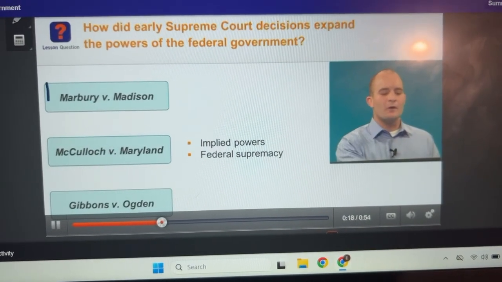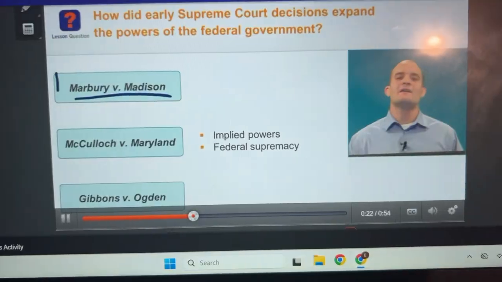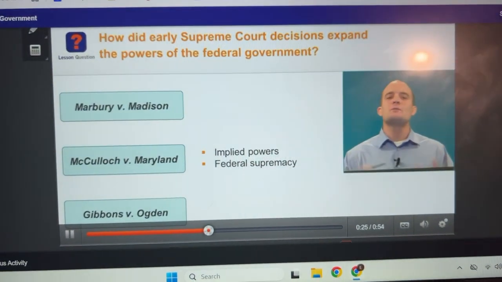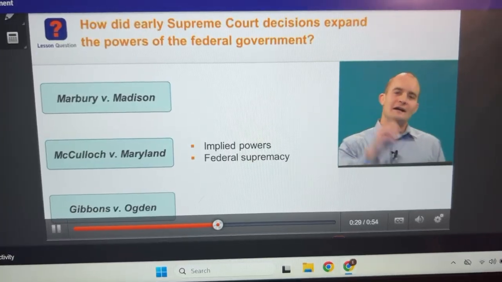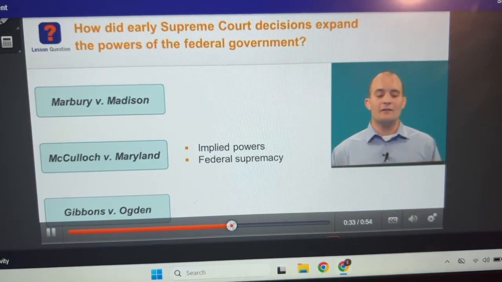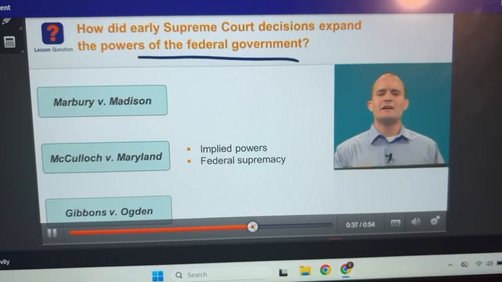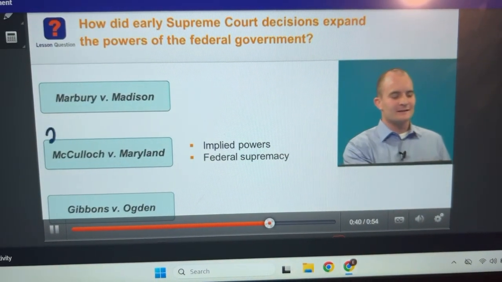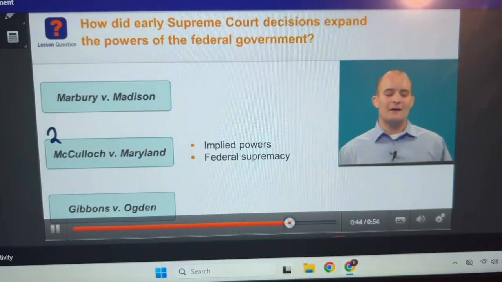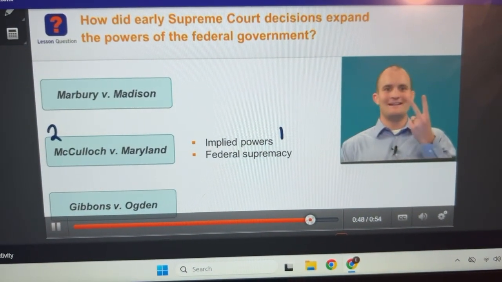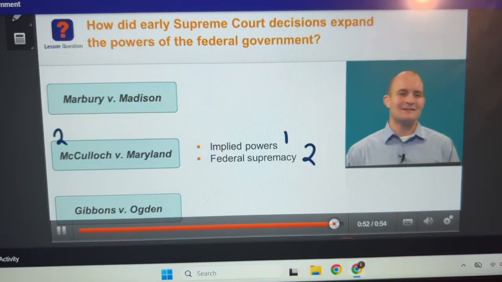Well, recall, in the first part, we looked at Marbury versus Madison, how that established the idea of judicial review, which said that the judicial branch of government has the power to rule a law or an act constitutional or unconstitutional. And that expanded the power of the judicial branch in the federal government. Now, in the second part, scholars, we're going to look at McCulloch versus Maryland. And the two things that came out of this were, one, implied powers, and two, federal supremacy. So let's go ahead and get started with this second part.